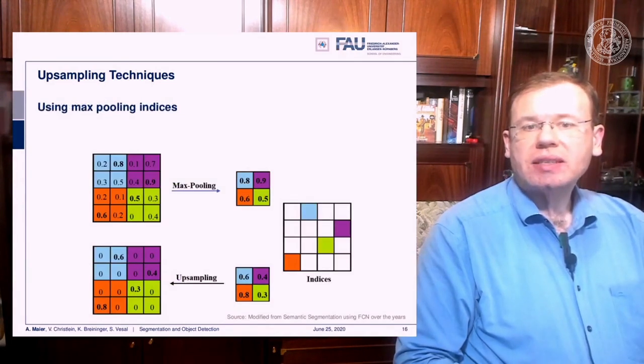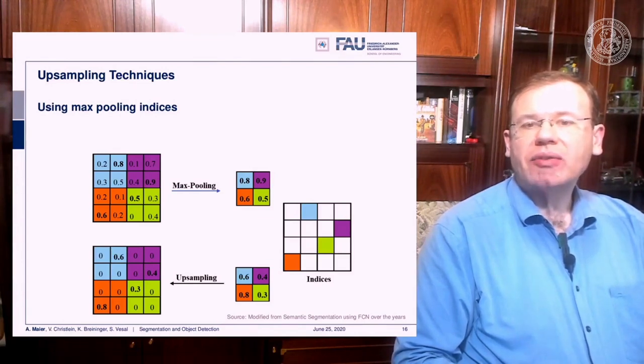Another approach is using the max pooling indices. Here the idea is that in the encoder pass, you perform max pooling and you save the indices of where the pooling actually occurred. Then you can take this information in the upsampling step again and you write the information exactly at the place where the maximum came from. This is very similar to what you would be doing in the backpropagation step of the max pooling.